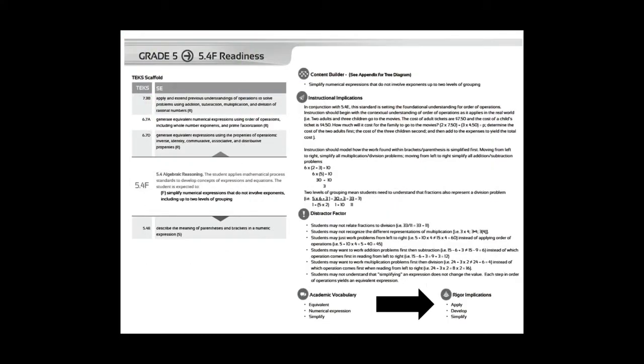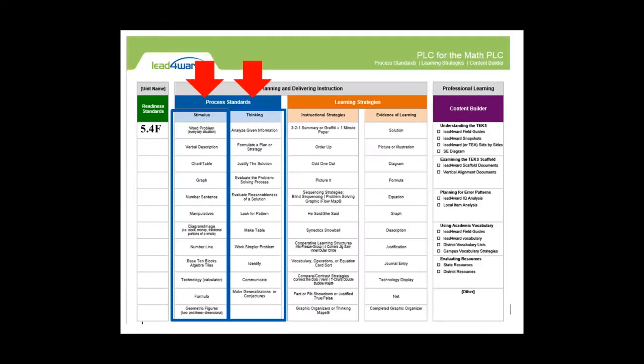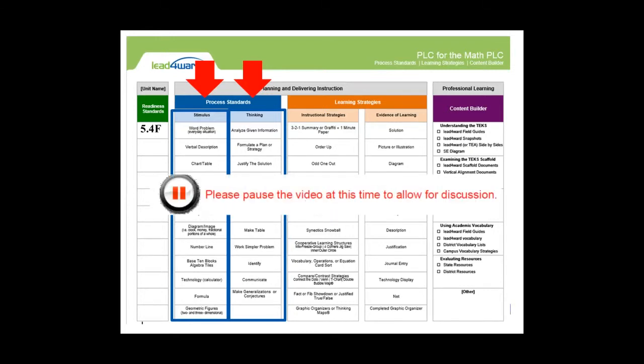Let's review the verbs from the student expectation to indicate the cognitive complexity of the standard by reviewing the field guide. Which thinking activities will match the rigor of this standard? Now discuss 2 to 5 thinking opportunities for students to demonstrate how they will process the information. This will occur every 8 to 10 minutes during the whole group instruction. Please pause to complete this task.